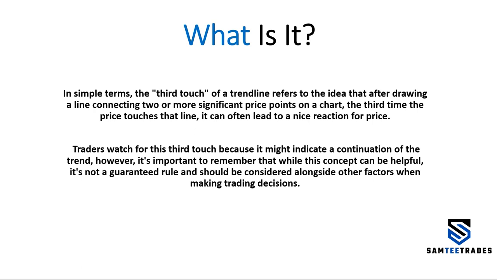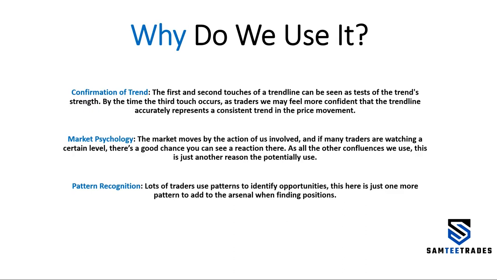So it's a confluence. Now, a confluence, if you don't know, it is a reason to enter a trade. Okay? The more confluences or the more reasons you have to enter a trade within the market, the chances are there is more probability that that trade is going to win. So basically, when we're looking for the third touch, it is just an extra reason to enter the market in an area of interest, okay?